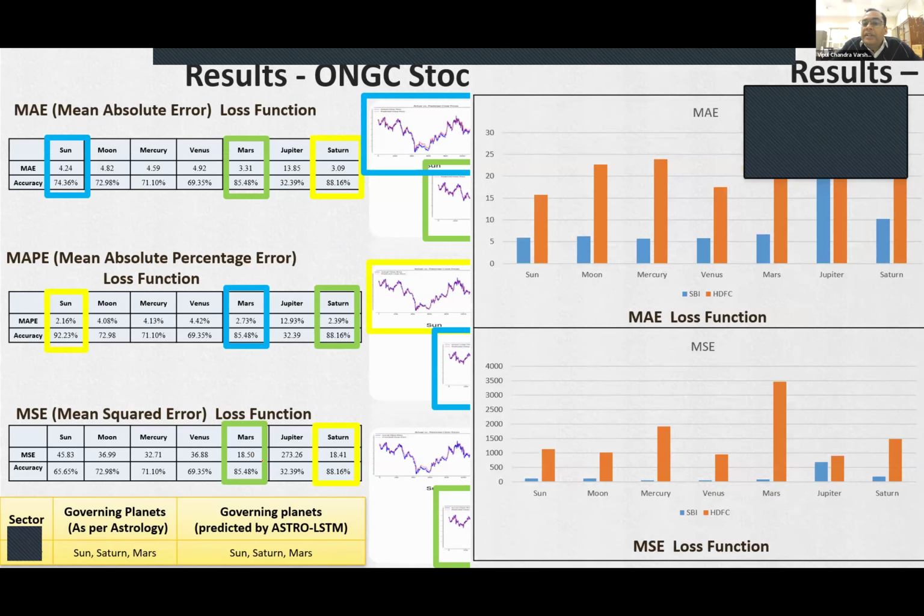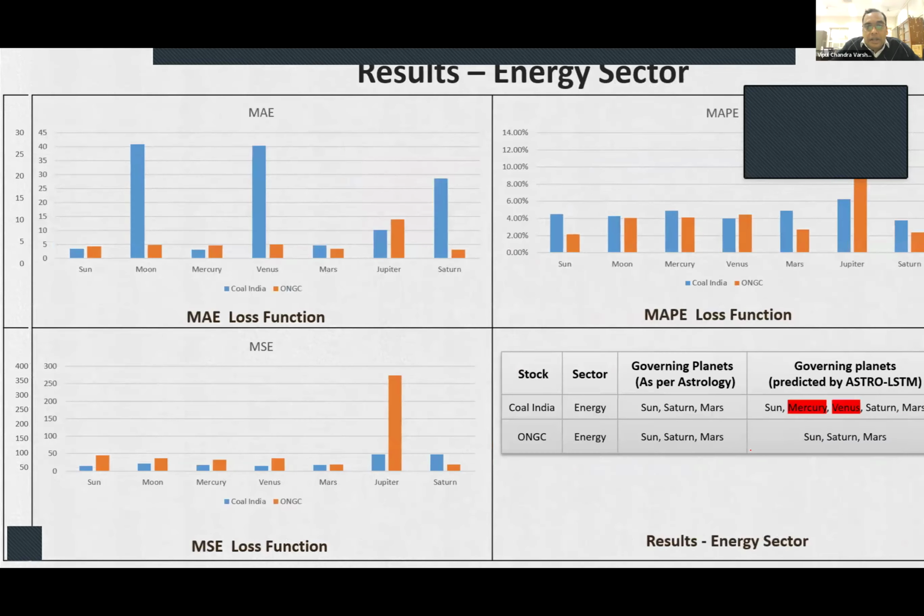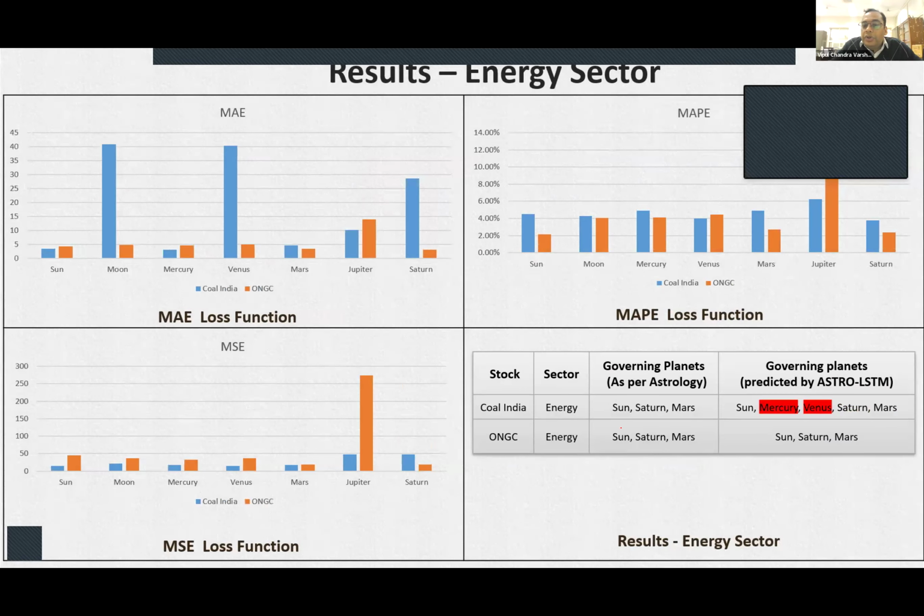Now this is basically the combined result of the banking sector. I have just clubbed it here, and I am showing that as per astrology, the banking sector must be Mercury, Venus, and Jupiter. And for SBI, I am getting it correct. Only for HDFC, I am getting an inconsistent result for Sun. Similarly, for the energy sector, I am getting an inconsistent result only in the case of Coal India, and for ONGC, I am getting the result totally in line with what is given as per astrology.